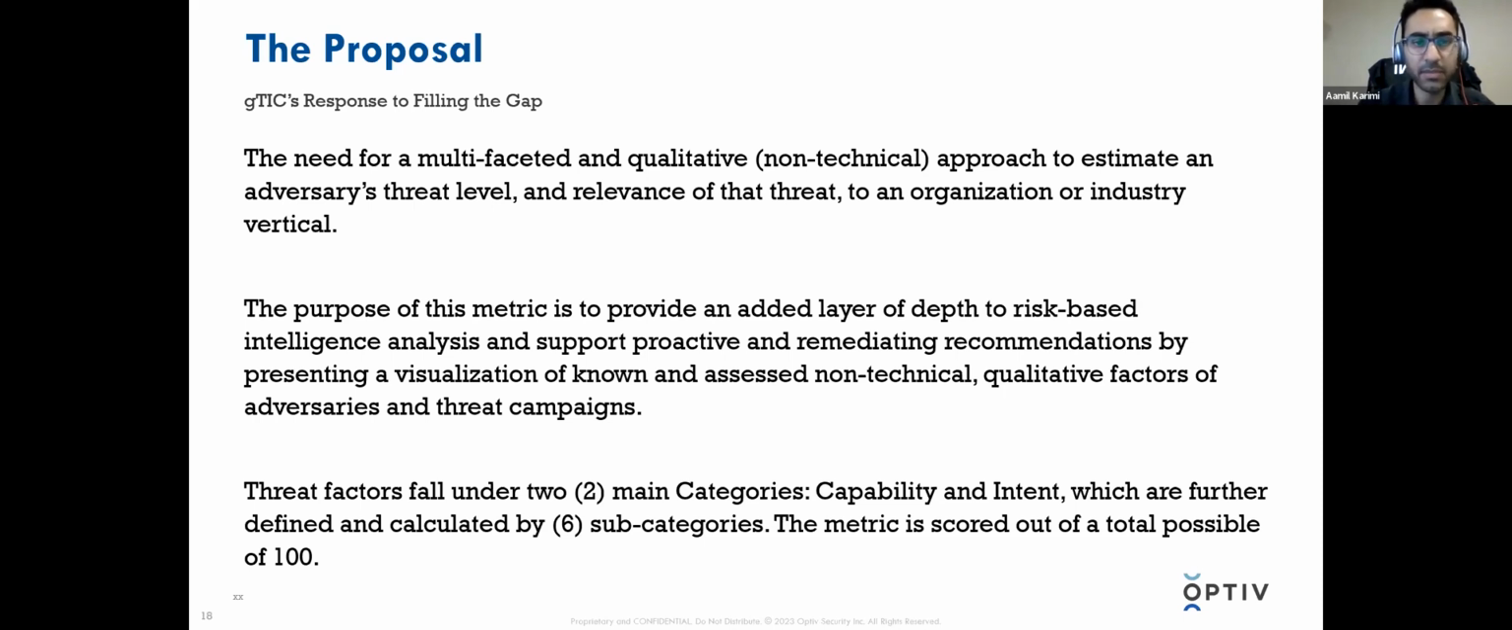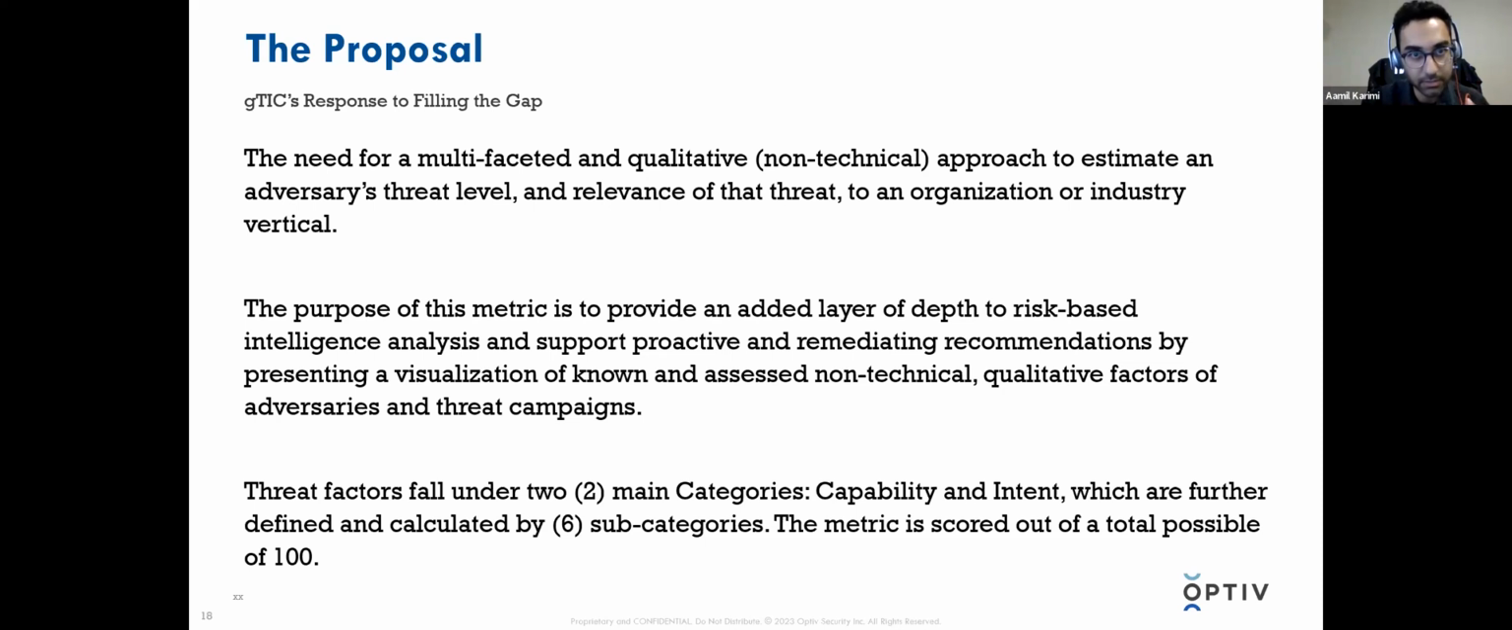And something that was multifaceted. It wasn't just here's a number or here's a grade and it is what it is. We needed something that we could back up and explain in detail as to how we came across this assessment, how we came across this calculation. And it adds depth to risk-based intelligence and to support proactive and defensive measures, remediating recommendations, and showing this nice visual. So it's not just a bunch of words or a very technical paper. It's, here's our explanation and here's what it looks like on a chart.